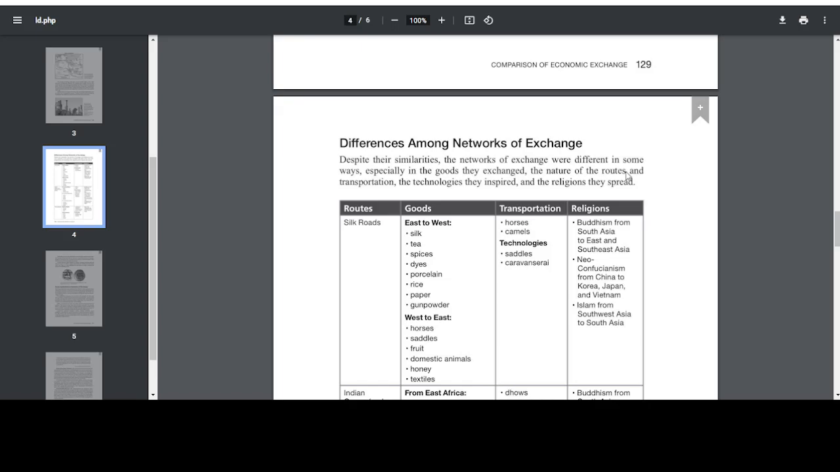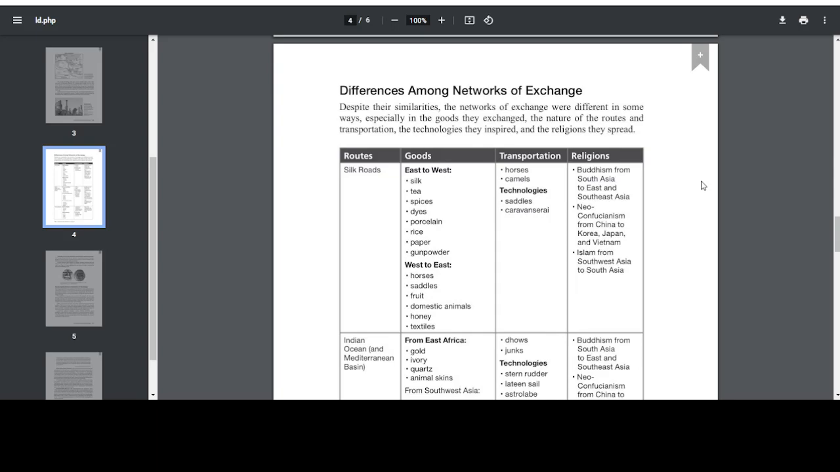Differences among networks of exchange. Despite their similarities, the networks of exchange were different in some ways, especially in the goods they exchanged, the nature of the routes and transportation, the technologies they inspired, and the religion they spread. Now, here we have another chart. Routes, Silk and Silk Roads.